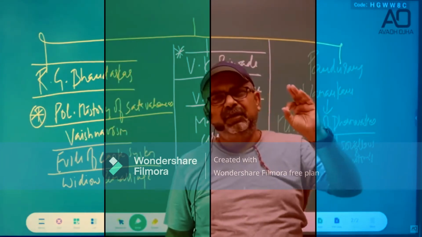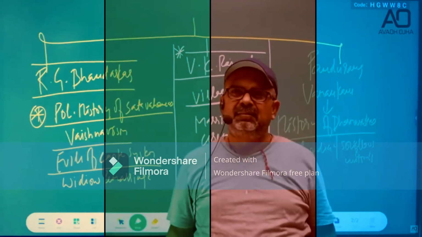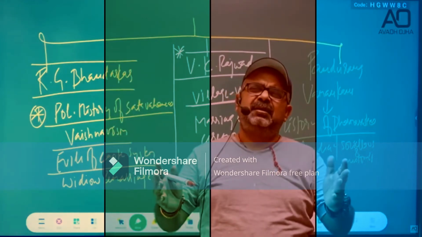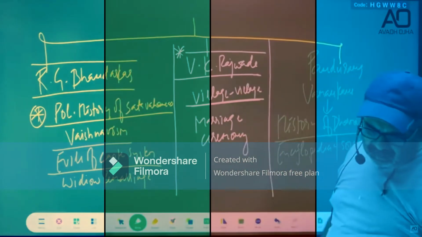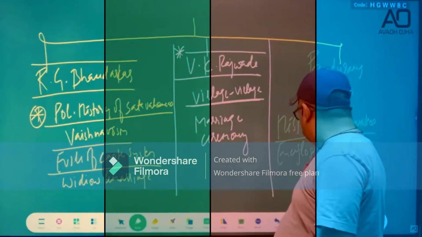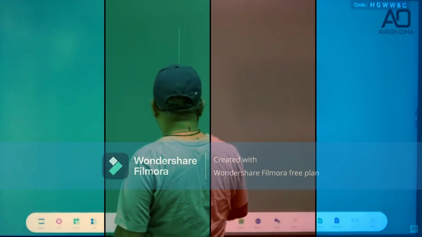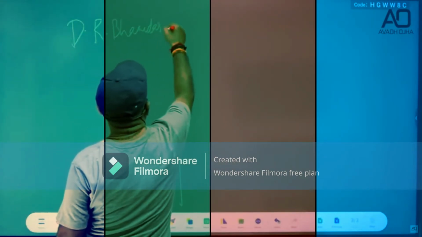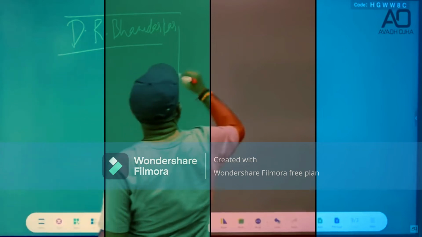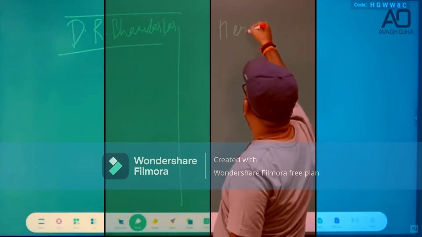For every custom, for every law, there was a scientific reason. Dwaj, the biggest gift of India, Bharat to the world. In this list, two people are more important. I'll give the names of those two also. D.R. Bhandarkar and Hemchandra Rai Chaudhary.